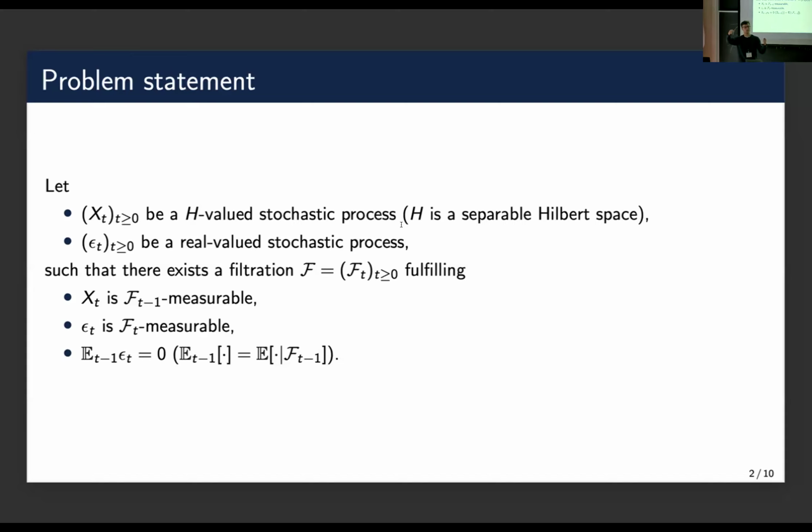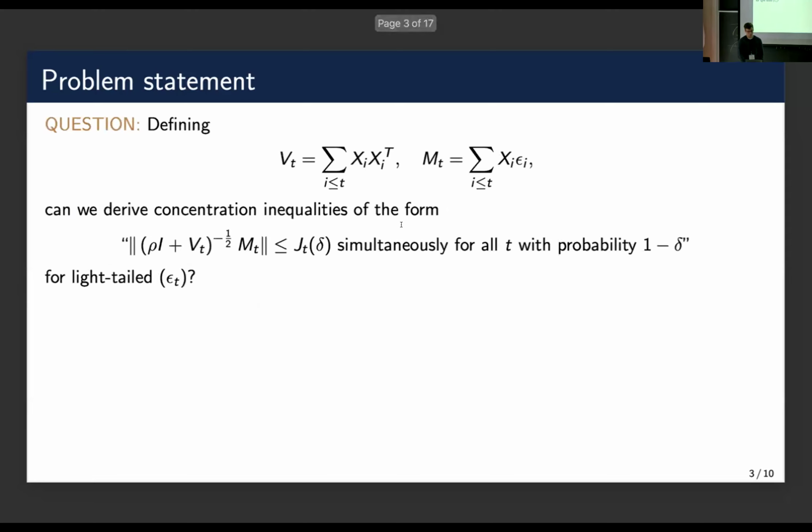And then we're going to see some noise epsilon t, and this is noise because its expectation is 0. Okay, so now the question is, we can define a self-normalized process. If we take the covariance matrix or operator of the xi's, and then we take the martingale sequence mt, which is the sum of the product of xi and epsilon i, then we can think about this self-normalized process right here, and we can wonder if we can give concentration guarantees for the norm of that self-normalized process.